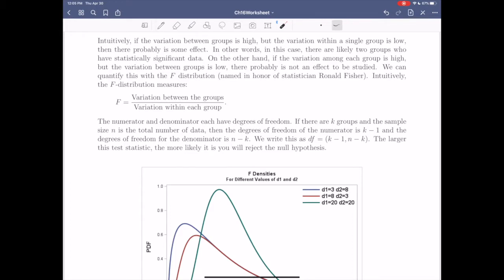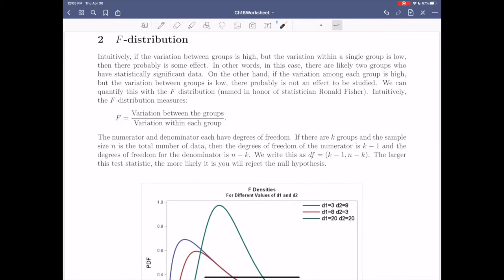The F distribution, by the way, is named for statistician Ron Fisher, who either invented or pioneered many of the things that we talked about in this semester. So Ron Fisher is not quite as famous as many mathematicians, but he should be. He really pioneered a lot of this. So the F distribution is named for him.